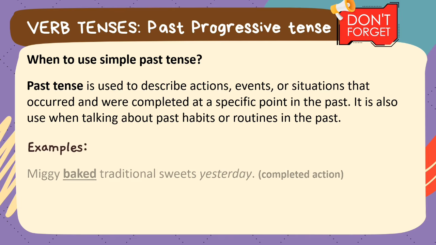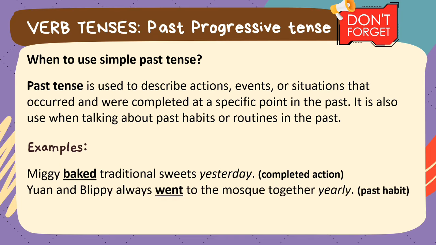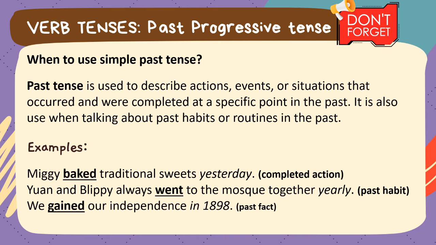For example, Miggy baked traditional sweets yesterday. That is a completed action. Yuan and Blippi always went to the mosque together yearly. That is a past habit. We gained our independence in 1898. That is a past fact.